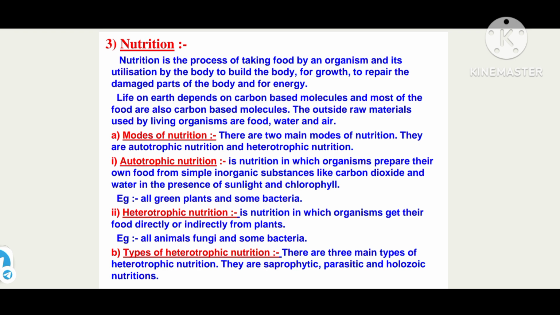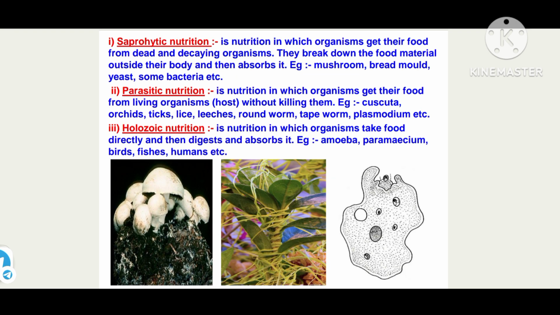There are saprotrophic, parasitic and holozoic types of nutrition. Now let us learn the first type, that is the saprotrophic mode of nutrition. It is a nutrition in which the organisms get their food from dead and decaying organisms. They break down the food material outside their bodies and then absorb it. Saprotrophic mode of nutrition is where small organisms like microorganisms take in their food from dead and decaying organisms.